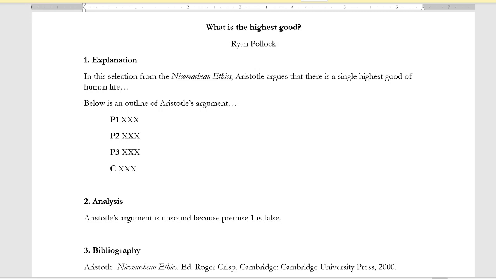a perfect score, but it does mean you're on the right track, because now you're thinking systematically, right? You have the outline of the argument. Do I agree with P1? No, I think P1 is wrong. I'm going to explain why.